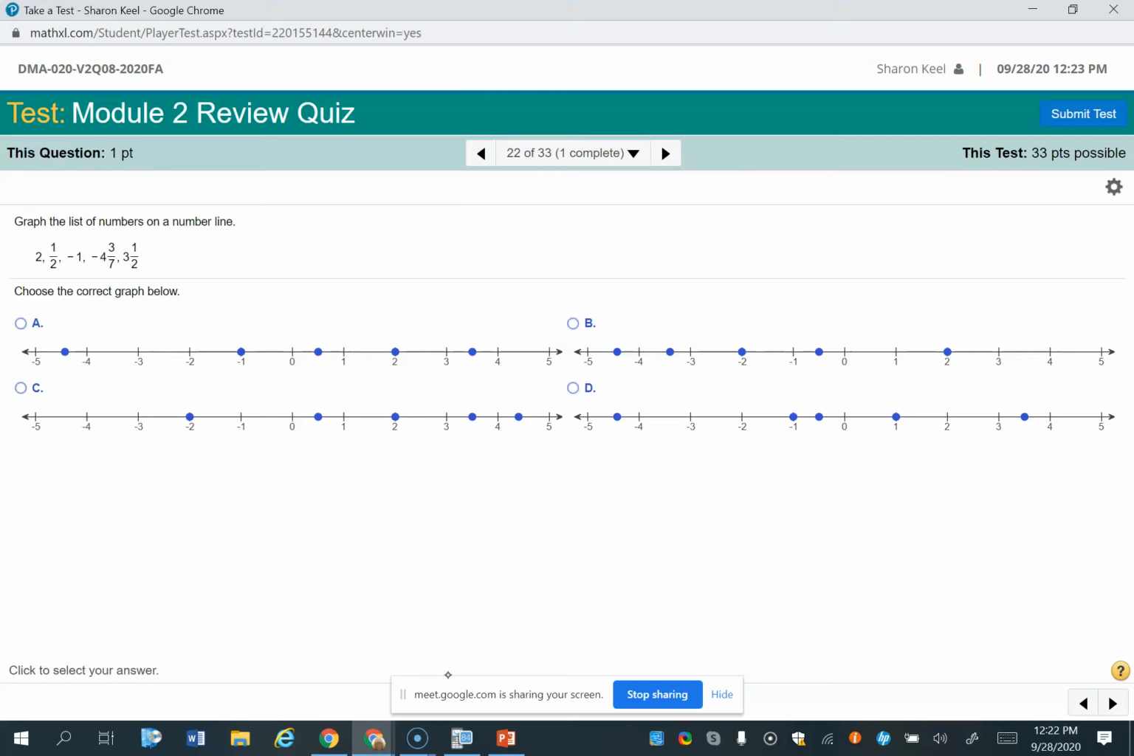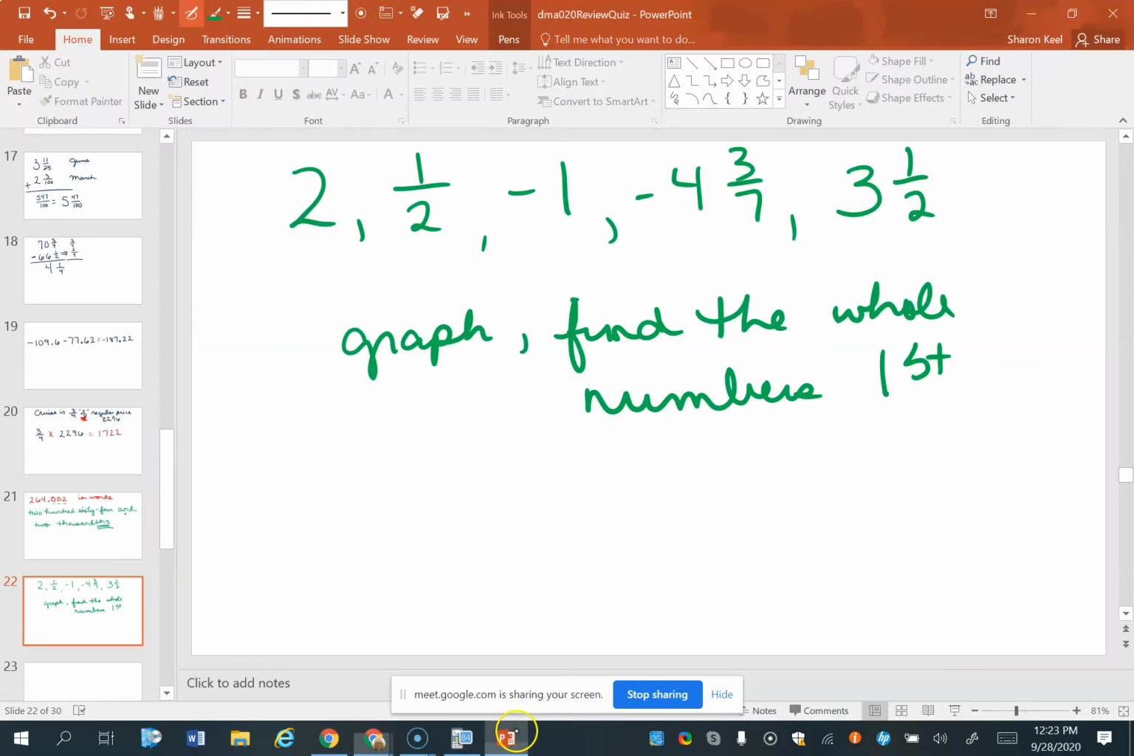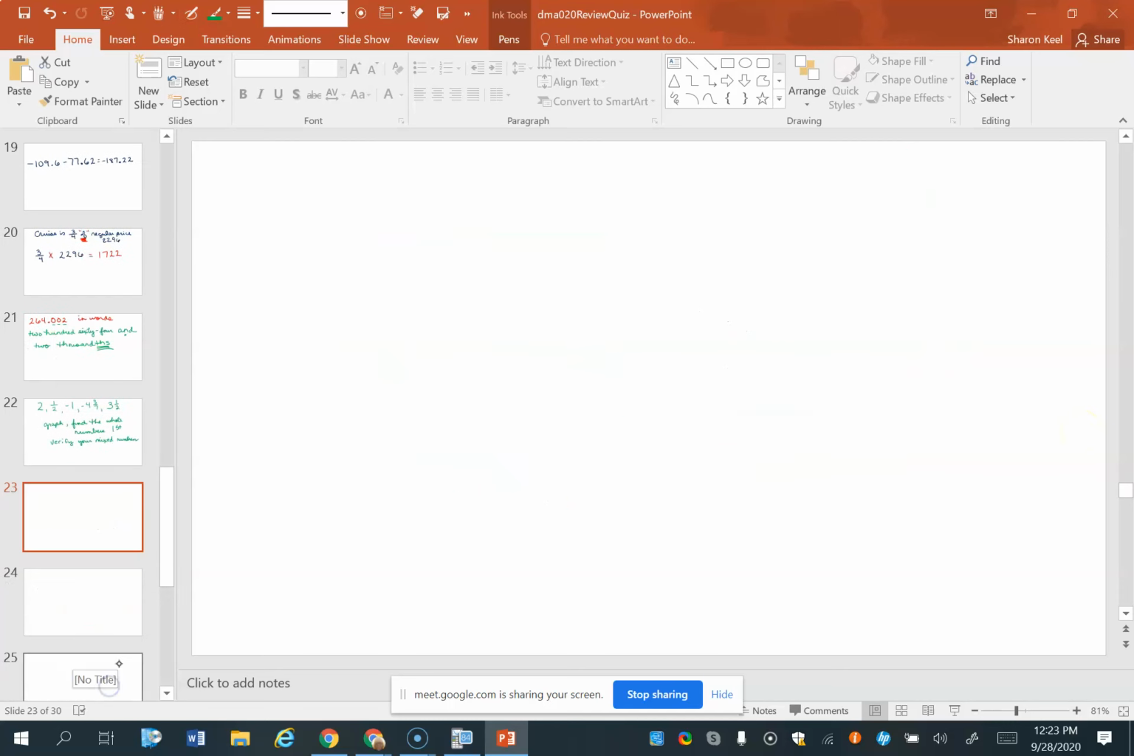For this one, with the 2 and the -1, I would just check the others. A half is between 0 and 1. My -4 3/7 is between -4 and -5. There it is. And then my 3 1/2 is halfway between 3 and 4. So the process of elimination is, I personally check my whole numbers first, and then I verify my mixed numbers. So find the whole numbers first, and once you've done that, verify the rest. That's the most logical way to go about doing this one.